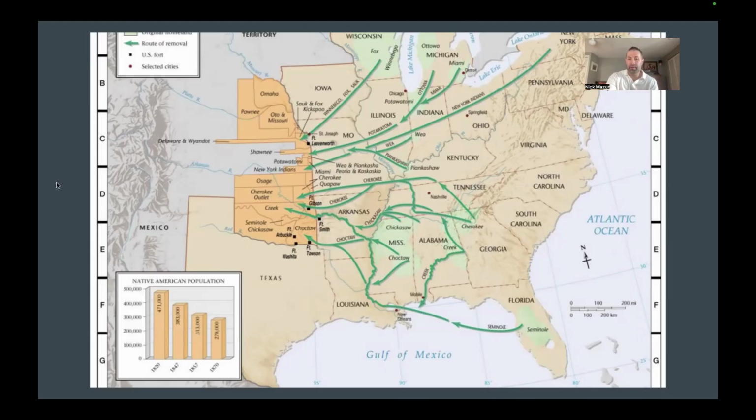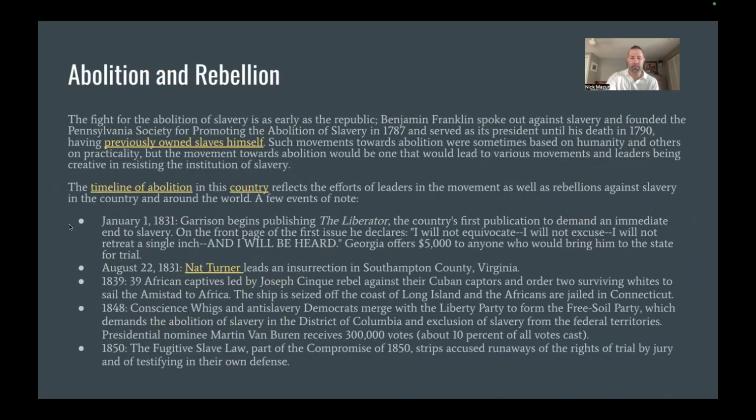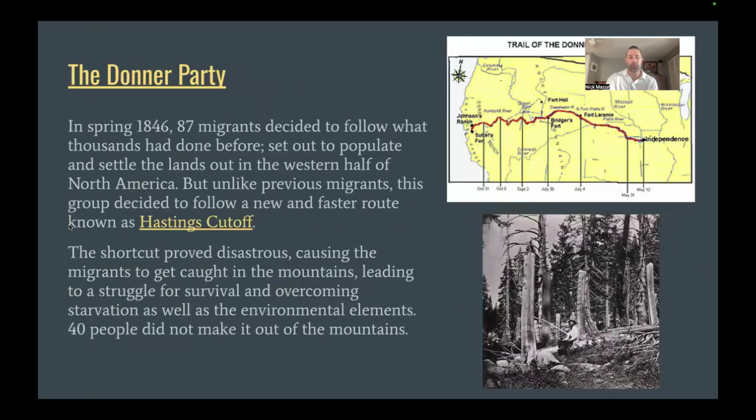And so, very important to understand the process. Why can't we go back? There we go.